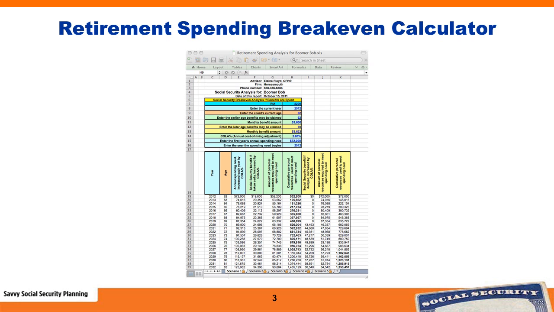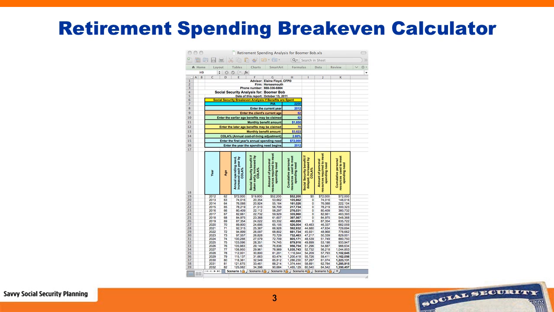The next column over, column F, shows the Social Security benefit for that year. Next to it, in column G, we see the amount of resources required to meet the spending need. Of the $72,000 spending need in 2012, $19,800, shown in cell F19, will come from Social Security, and $52,200, shown in cell G19, will come from personal resources such as IRA withdrawals. Column H shows the cumulative amount of personal resources required to meet the spending need. This is the critical column to look at.